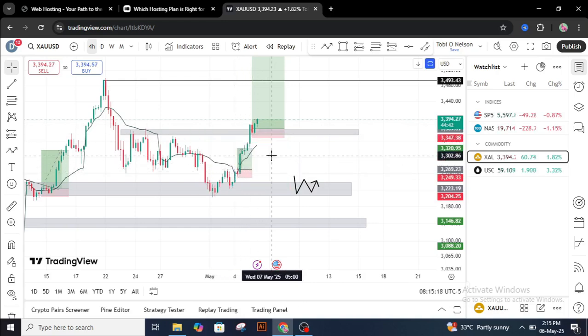You see all these things that I've just showed you. If you can combine them together, if you can put them together and master this, you are going to be profitable. However, you also need to factor in fundamentals.